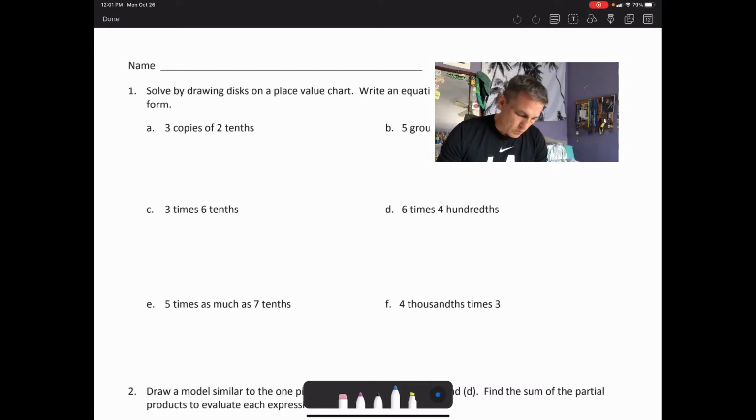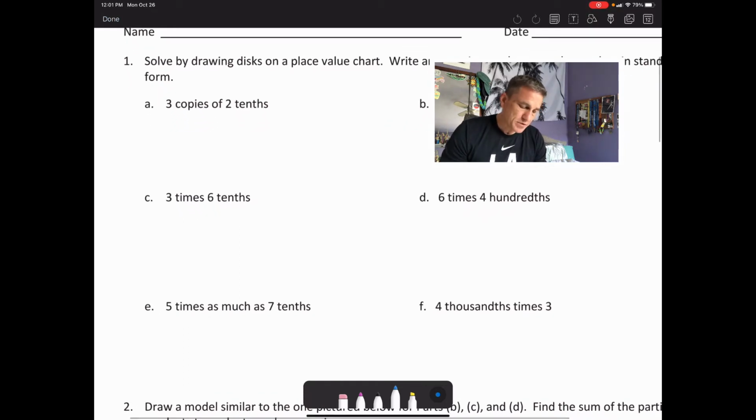All right, for tonight's homework, in the first section, you're going to be using the place value discs and a place value chart to show the multiplication for these problems. Okay, so in A, it says 3 copies of 2/10. So you are going to first make your chart, and since we only need tenths, we can put ones and tenths for the place value chart, and then go ahead and put 3 copies of 2/10.